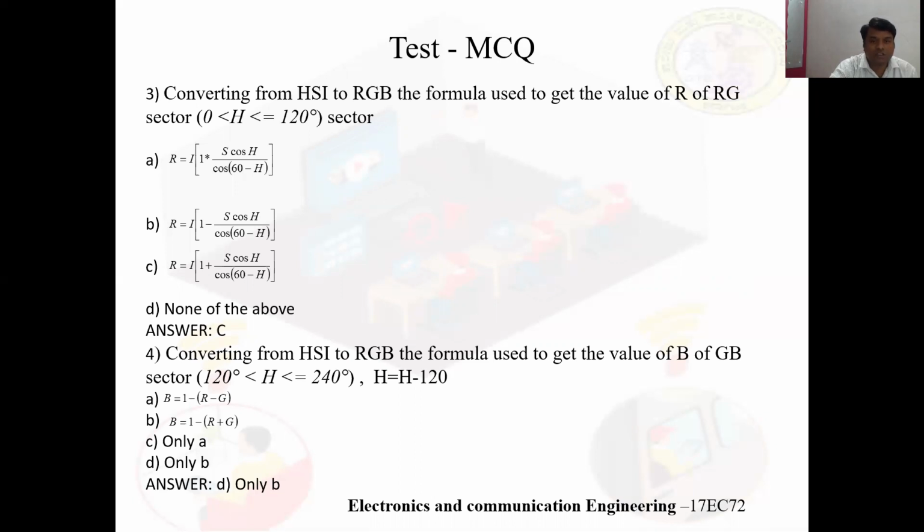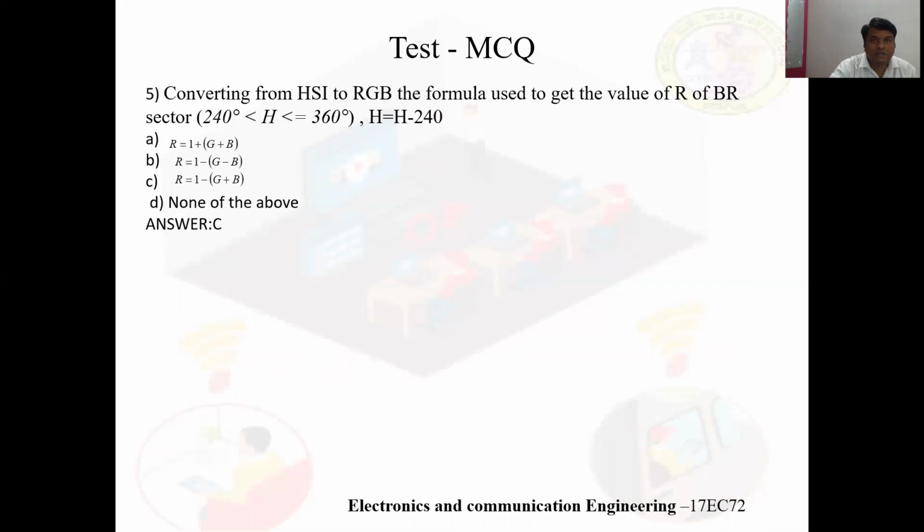Converting from HSI to RGB, the formula to get the value of B in the GB sector, H is in between 120 and 240 degrees, H is equal to H minus 120. The answer is B, that is B is equal to 1 minus (R plus G). Converting from HSI to RGB, the formula to get the value of R in the BR sector, H is in between 240 and 360 degrees, H is equal to H minus 240. The answer is C, that is R is equal to 1 minus (G plus B).